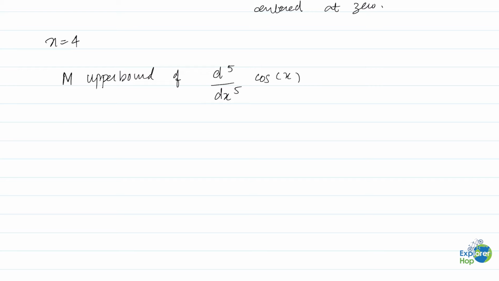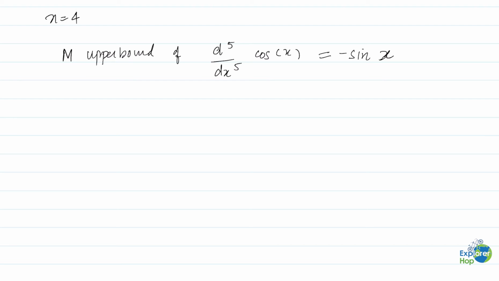So the fifth derivative d^5/dx^5 of cos x is equal to minus sine x. You can differentiate cos x 5 times and you're going to get minus sine x. So this is one way of doing it, and you know that sine x has an upper bound of 1. Minus sine x has a lower bound of minus 1 and an upper bound of 1. So as a result, we know that M would be equal to 1.